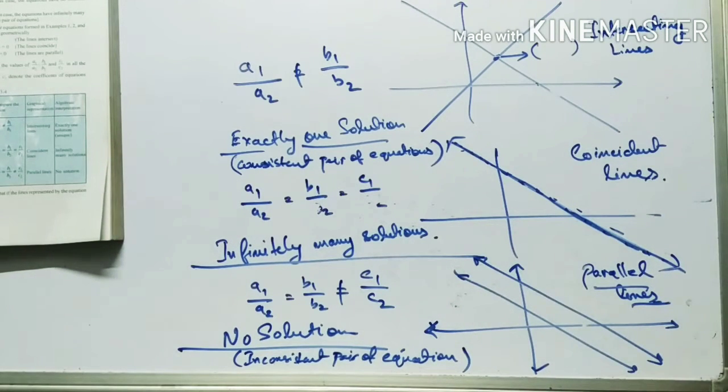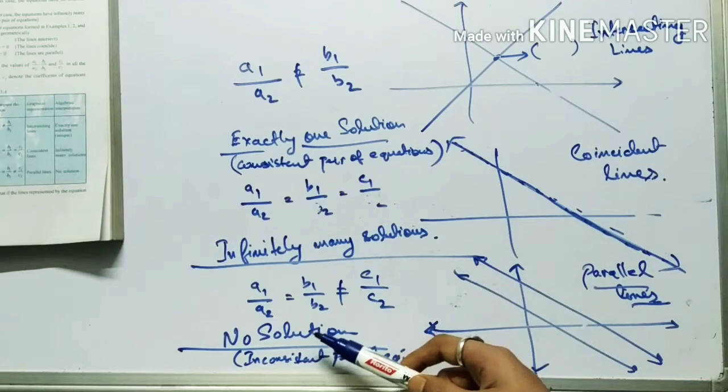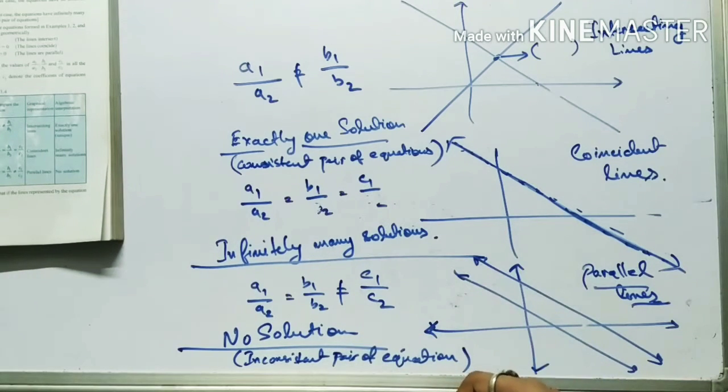Now if a question asks you to check whether the pair of linear equations is inconsistent, you will have to find a1/a2 equal to b1/b2. If you get that it is not equal to c1/c2, that means the two lines are parallel. They have no solution. So you can say that the pair of linear equations in two variables is inconsistent.